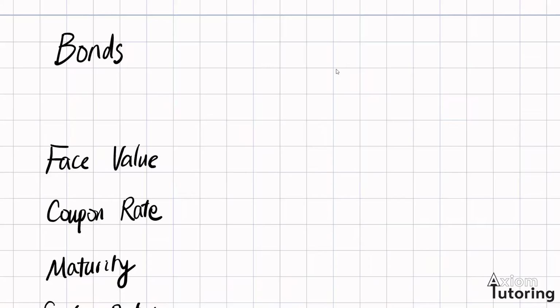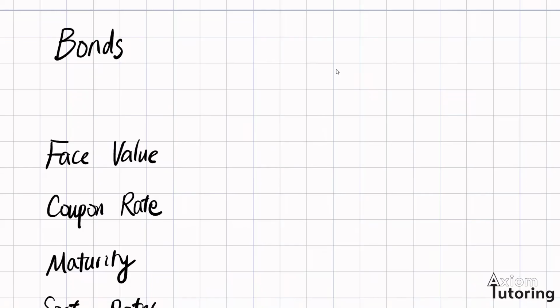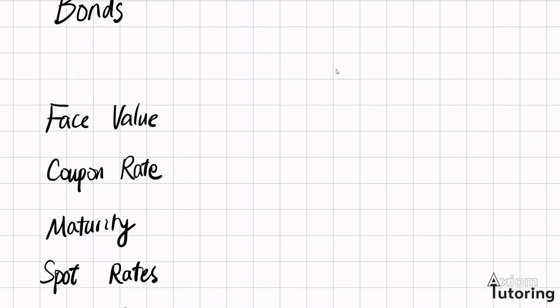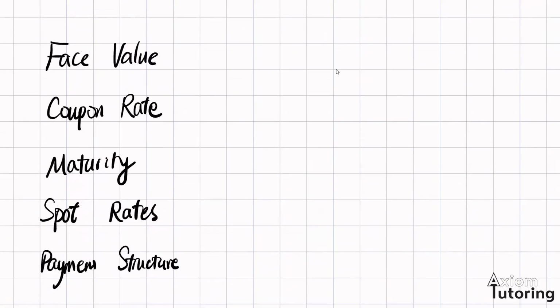Hi, in this video, let's take a look at a new financial asset called bonds. When firms or financial institutions wish to borrow money, they can issue this security called bonds. The issuer of the bonds becomes the borrower, and the investors of the bonds become the lender. Let's first take a look at the basic elements of a bond.